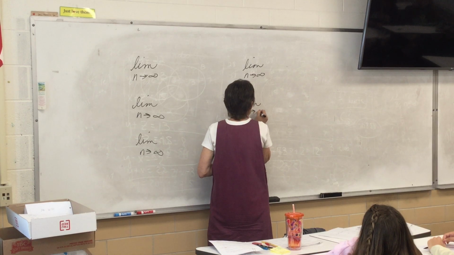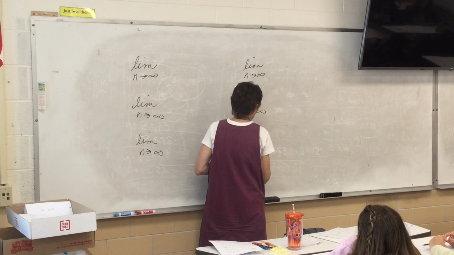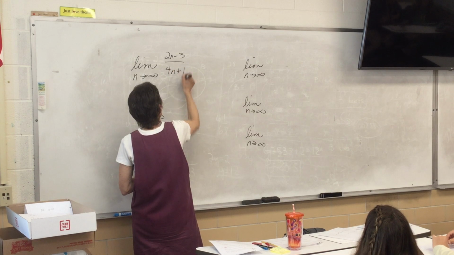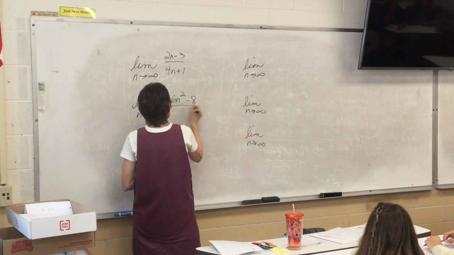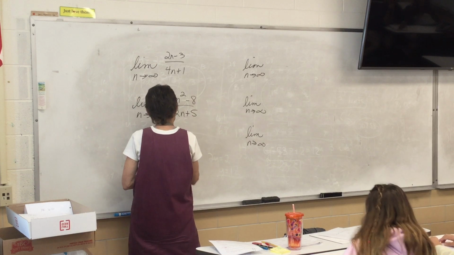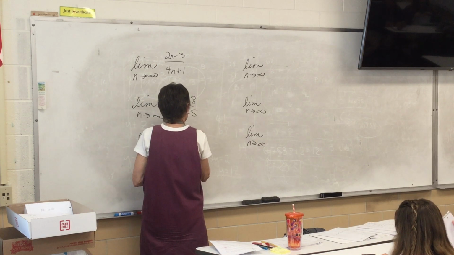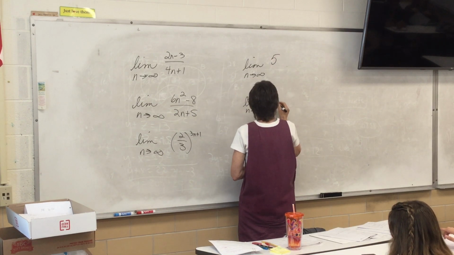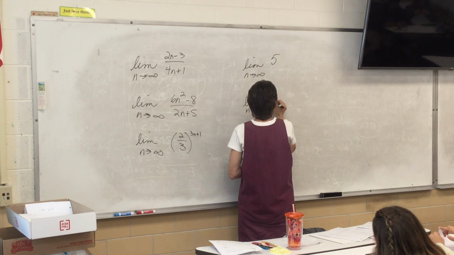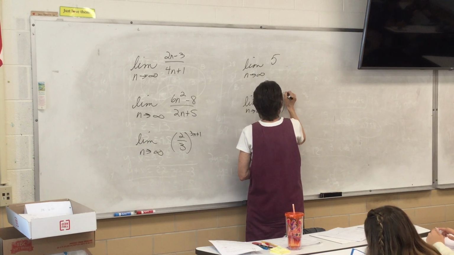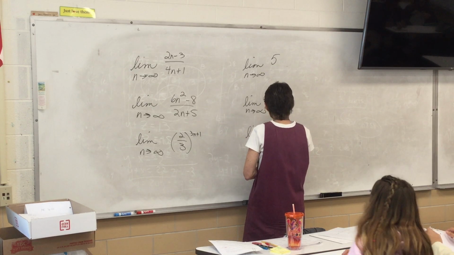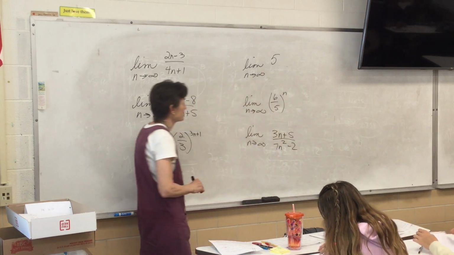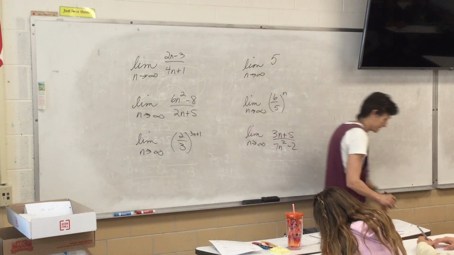All right, this should be enough practice. Here we go. And let's do 2n minus 3 over 4n plus 1. 6n squared minus 8 over 2n plus 5. 2 thirds, 17 plus 1. All right, here you go. This will be good practice.